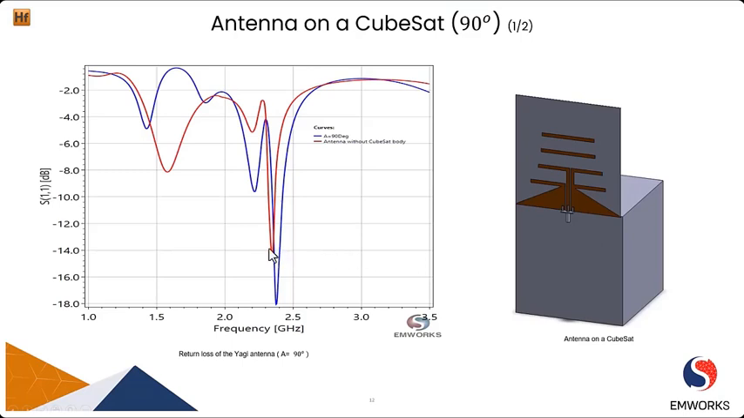Looking at the return loss plot on the left, we can see there is a slight change in the resonant frequency. The reason for this is that at this angle, the antenna has less interaction with the CubeSat. As a result, there is only a slight change in its resonant frequency.